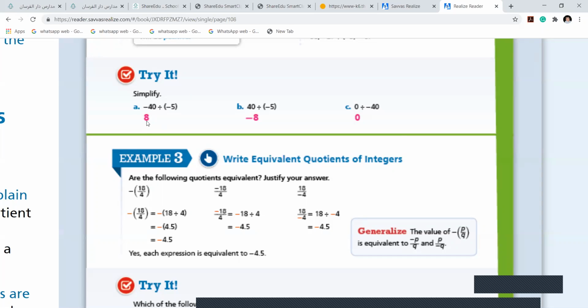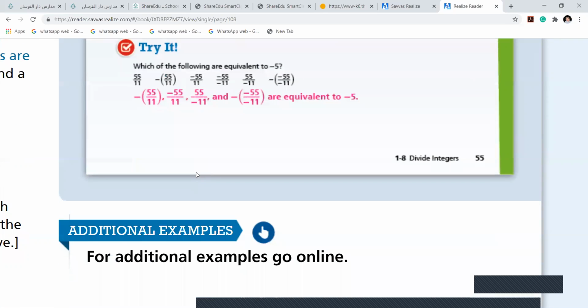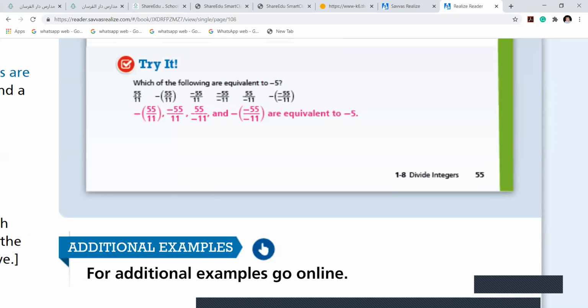Anyone who wants to answer this? Noor, why is this positive 8? Because minus and minus equal plus. Yes, because they're same sign. Here they are opposite sign. You get the same answer, but you get negative. 0 divided by anything will not give you positive or negative. Your answer will be 0. Okay? Which one of these equivalent to -5, girls, will give you -5?